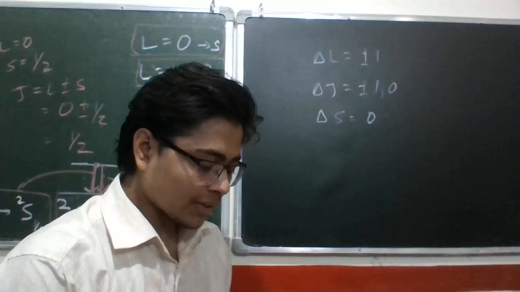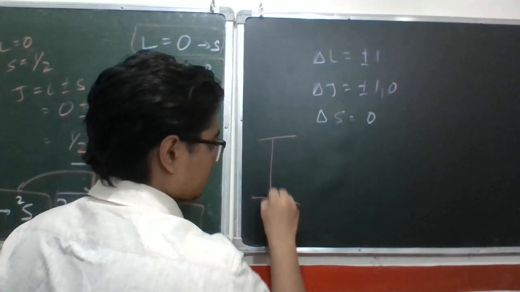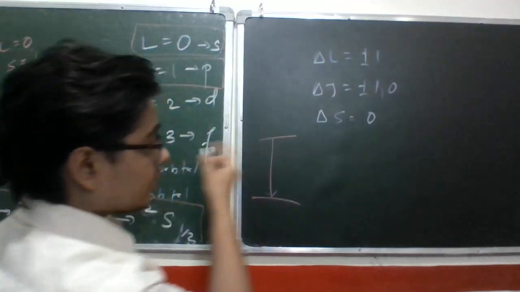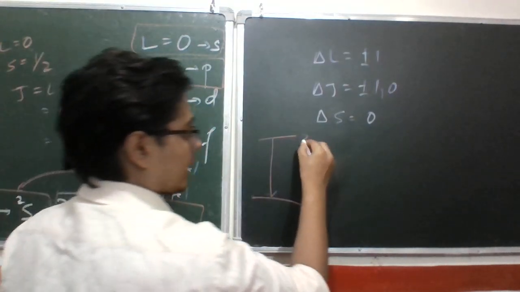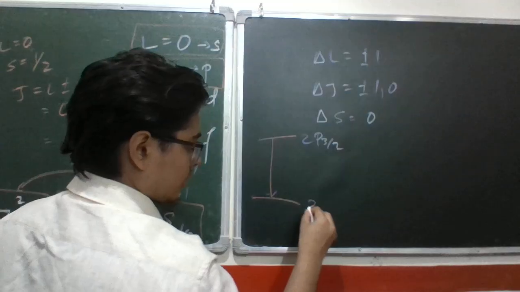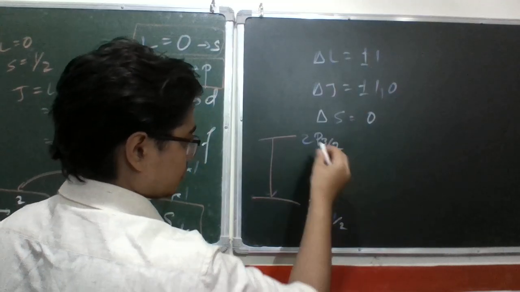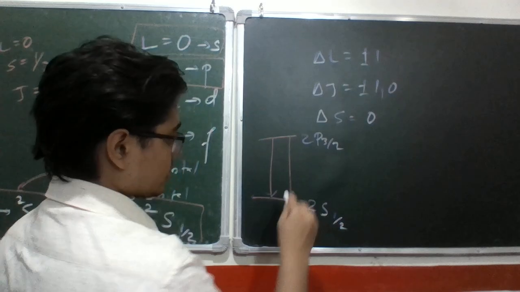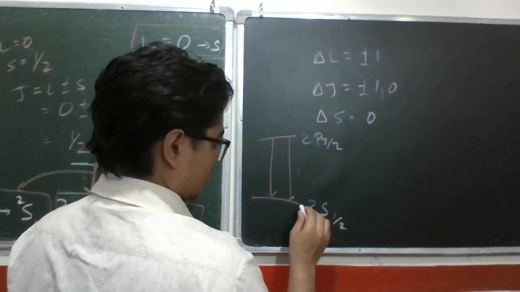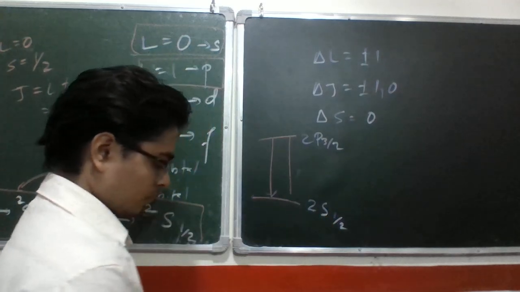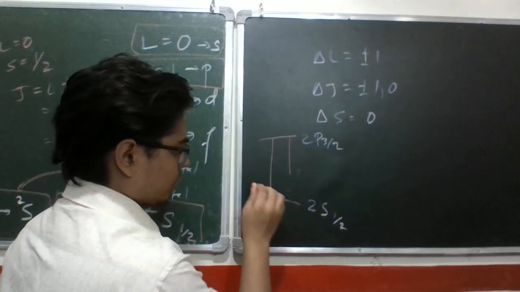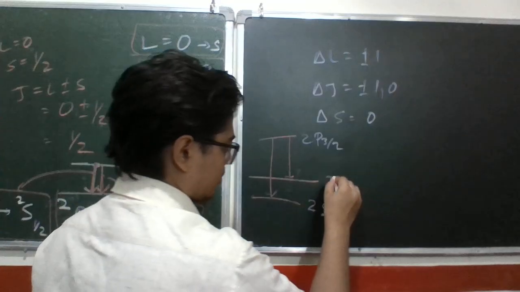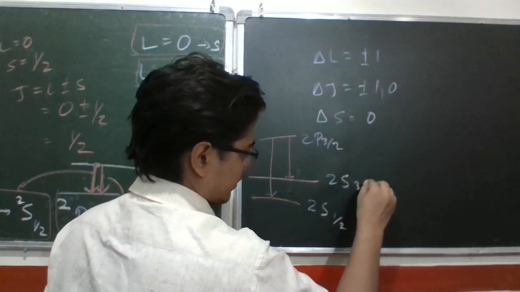For our spectral emission, if you see in this example, we had 2p 3/2 and 2s 1/2. Let's suppose another spectral line, for which I should make another shell here, and this can be written in the form of 2s 3/2.